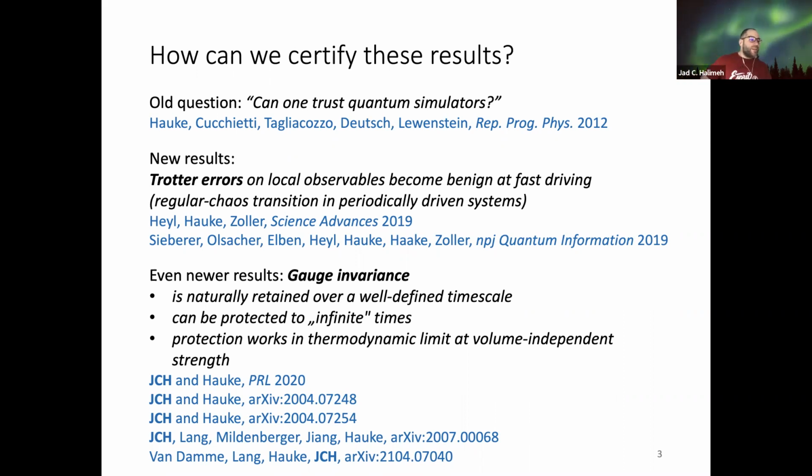It can be protected to infinite times. We will also show exactly what we mean by this later. And we have also recently shown in a paper that came out last week that protection works in the thermodynamic limit at a volume independent strength. So this is Stitadi's question from a second. I think that was Stitadi.